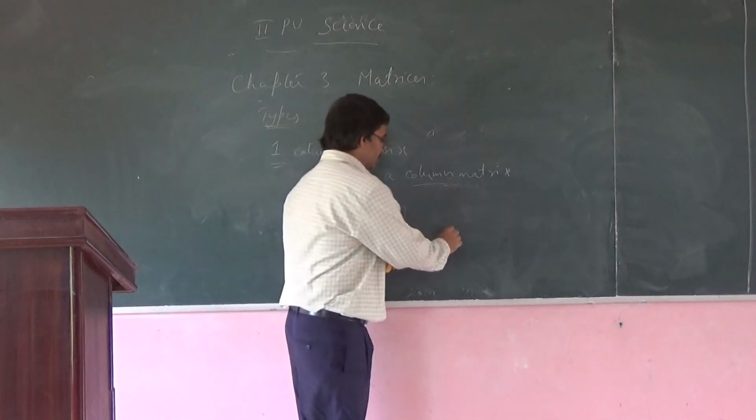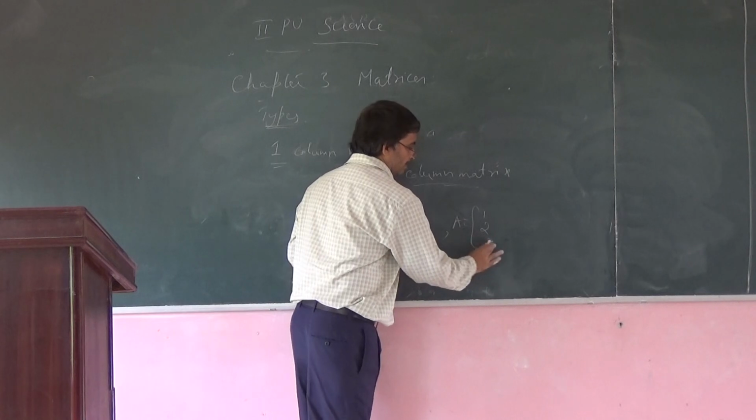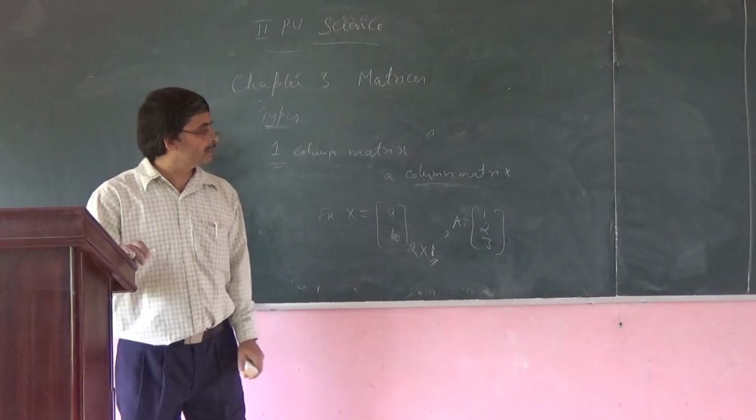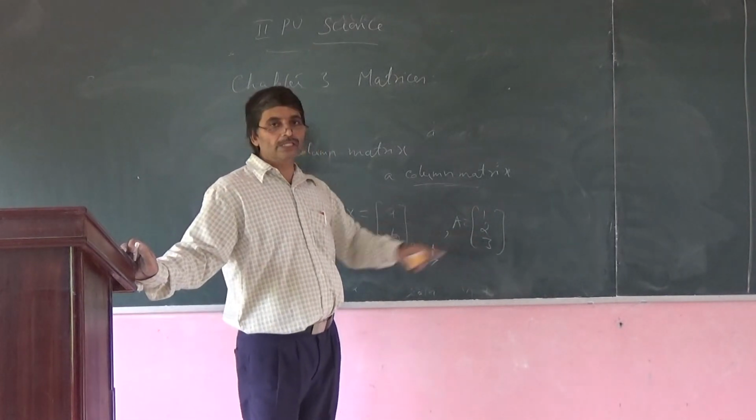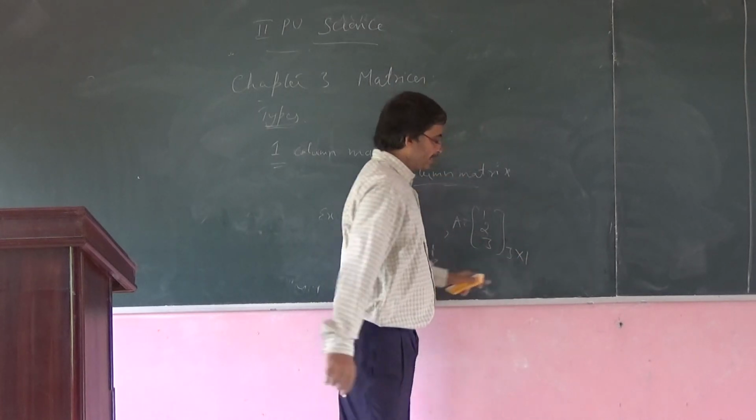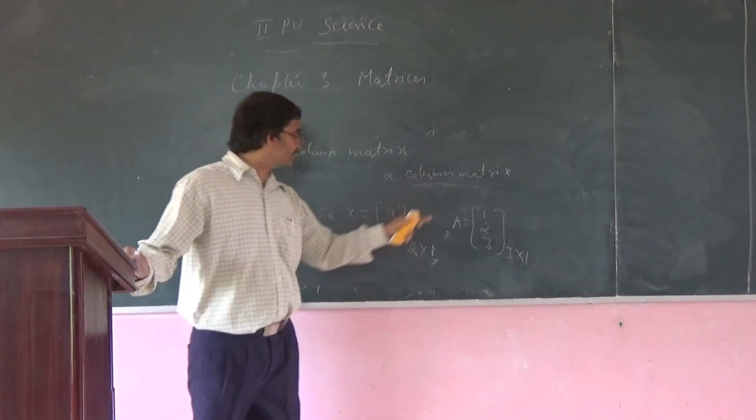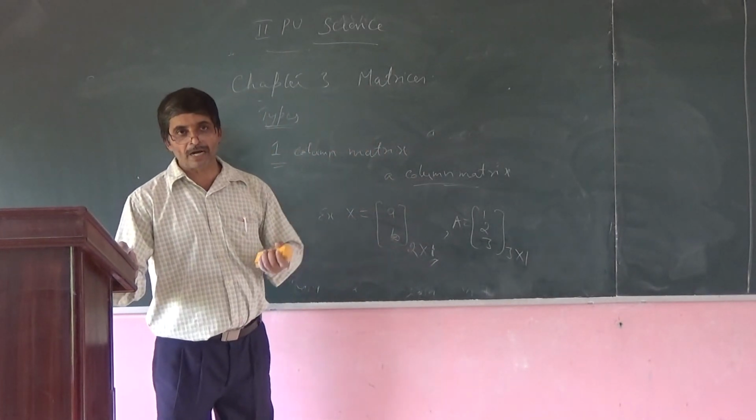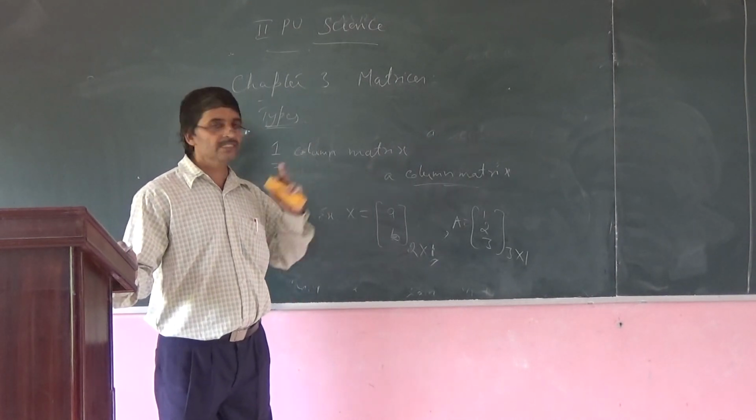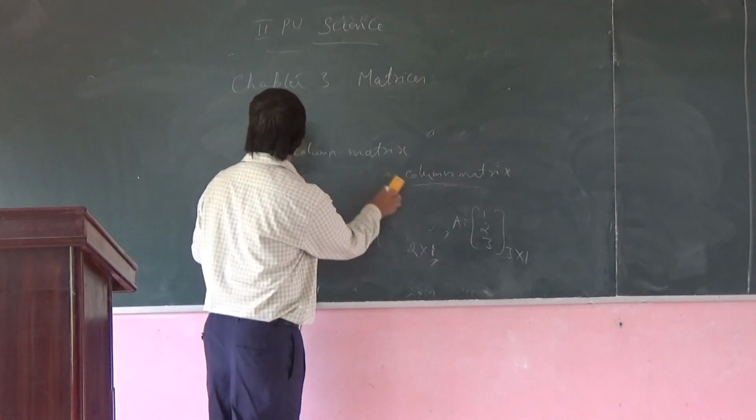One more example: A equal to 1, 2, 3. This is also a column matrix, but having 3 rows. So this is 3 cross 1, but it is a column matrix. The name itself suggests: a row matrix has a single row, a column matrix has a single column.